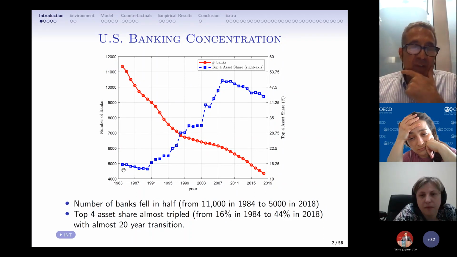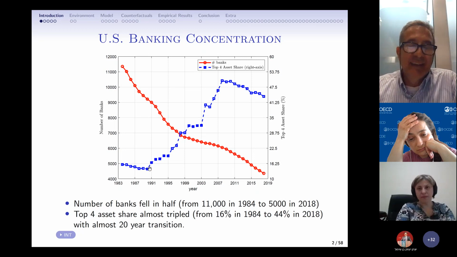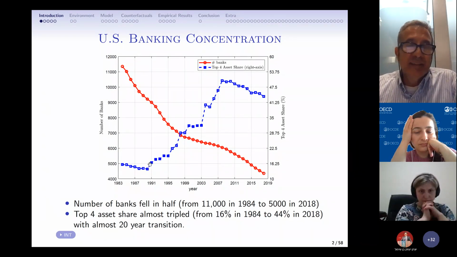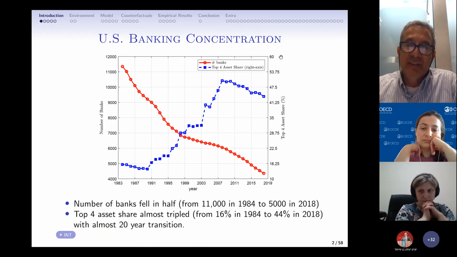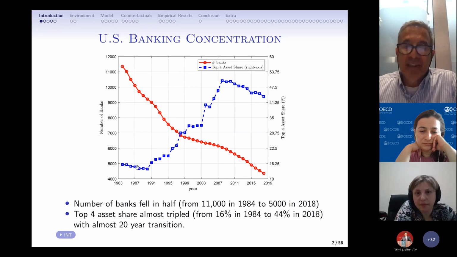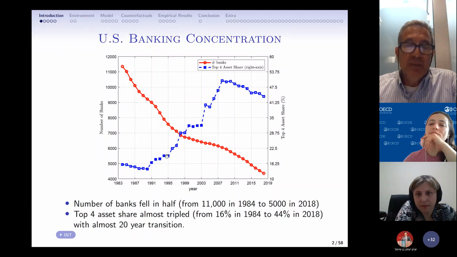At the same time, what you see is, roughly up until 1990, let's say, a very flat market concentration of the top 4 banks. That's what's listed on the right-hand scale. This is the top 4 bank assets share. That was roughly in the 16% range. Then it starts creeping up.